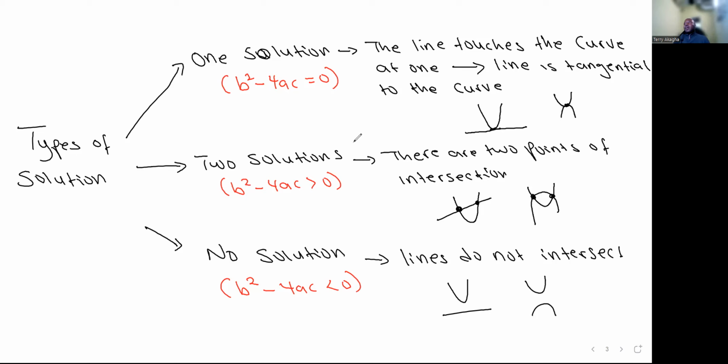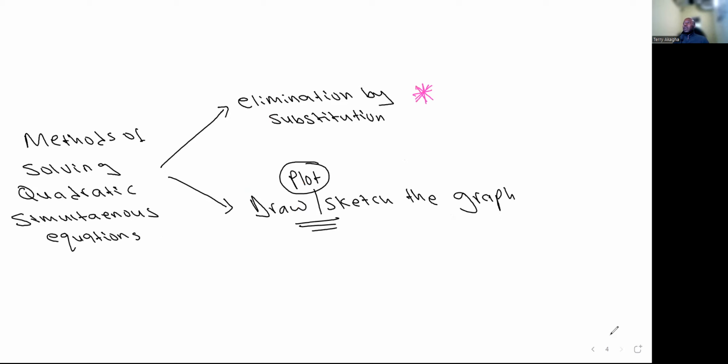Okay, so I'm going to go straight to the next video where I'm going to talk about how we now solve this. And I'm going to use the elimination by substitution method. Is that okay? All right, so I'm going to see you in the next video.